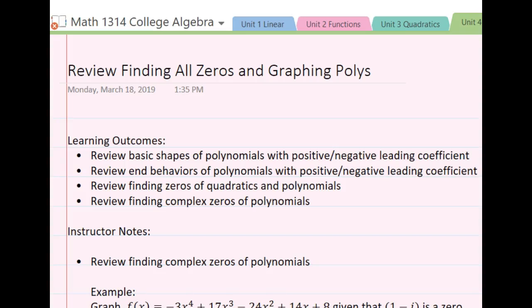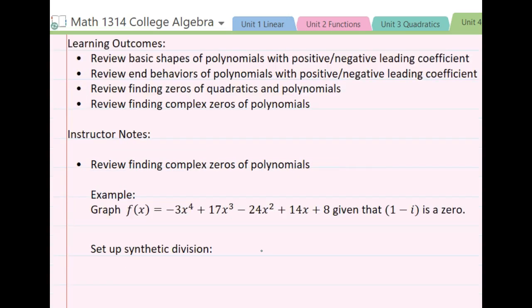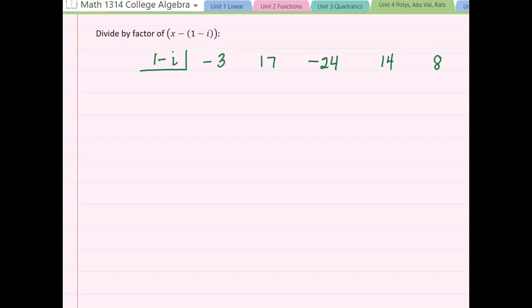Let's review finding complex zeros of a polynomial, given an example that says we need to graph f of x given a complex zero. The first thing we need to do is to set up our synthetic division. We put our little box for our factor and then our coefficients, -3, +17, -24, +14, and +8. Once we've set up our synthetic division, we put in our factor of 1 minus i and bring down the first coefficient, which is -3.